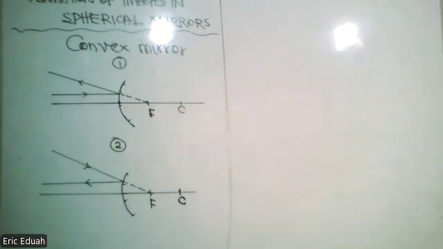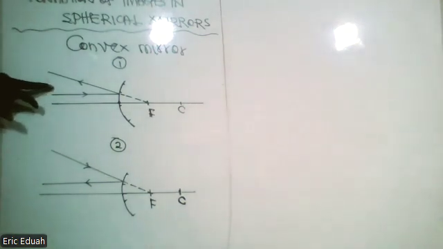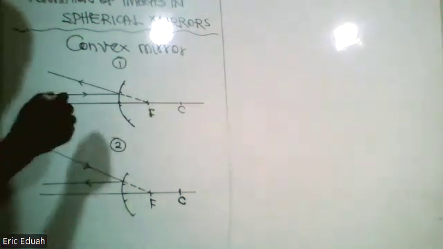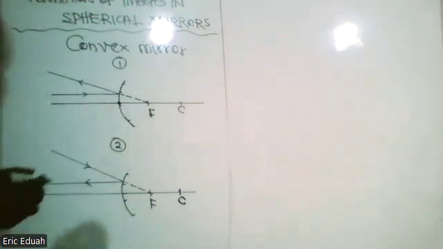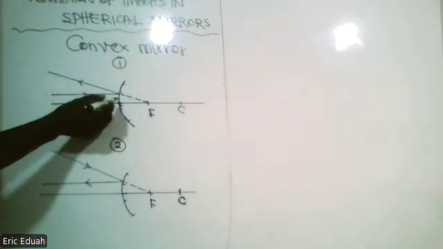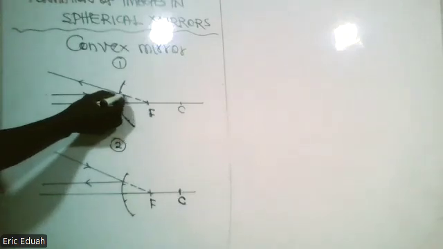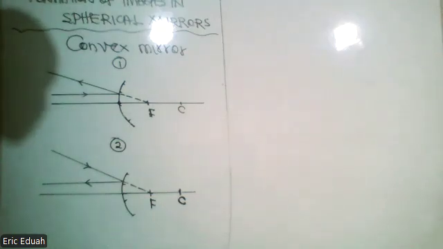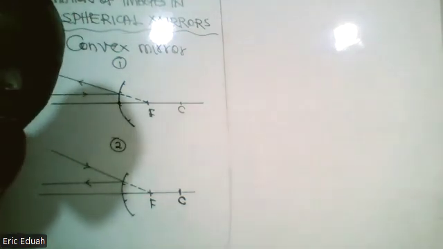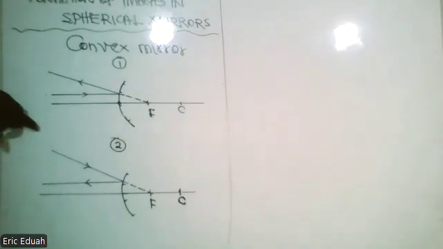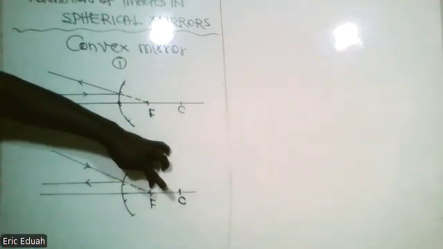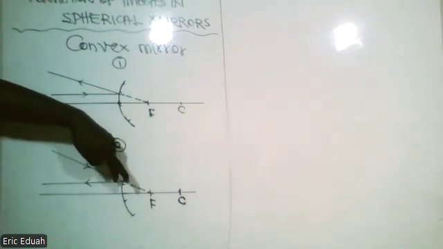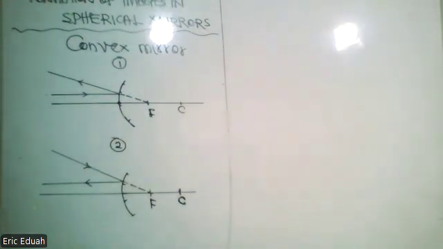Okay. So in the first case, if the incident ray is parallel to the principal axis, after reflection, it must appear to be diverted from F. Then in the second rule, if the ray appears to be passing through F, after reflection, the reflected ray must go parallel to the principal axis.